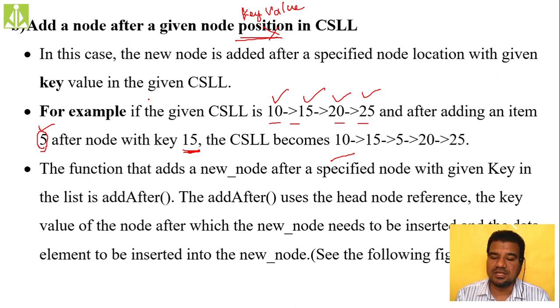So the function that adds a new node after a specified node with the given key in the list is add after. Add after function will do the job for us. It will take the head node reference, which is obvious, since in every operation we have to give the head node reference, followed by the key value of the node after which the new node has to be added. In that way we will pass the arguments to this add after function, and we will expect that result to be affected.